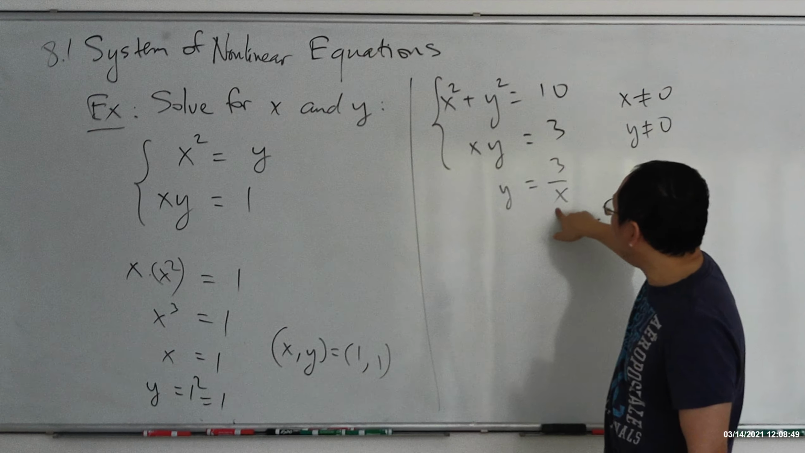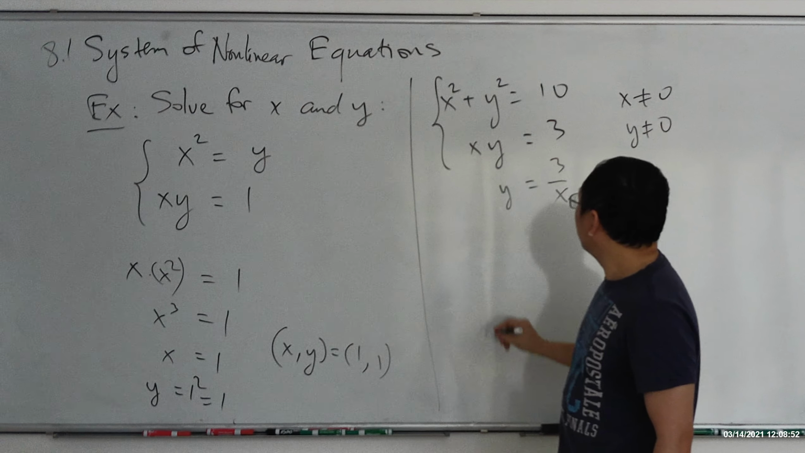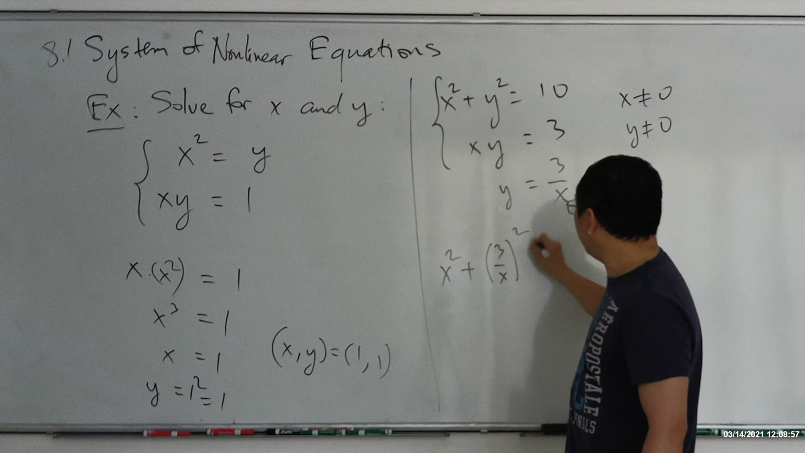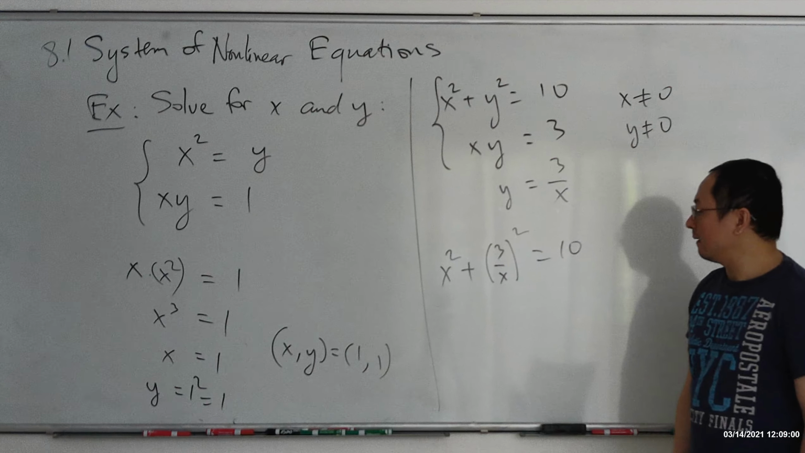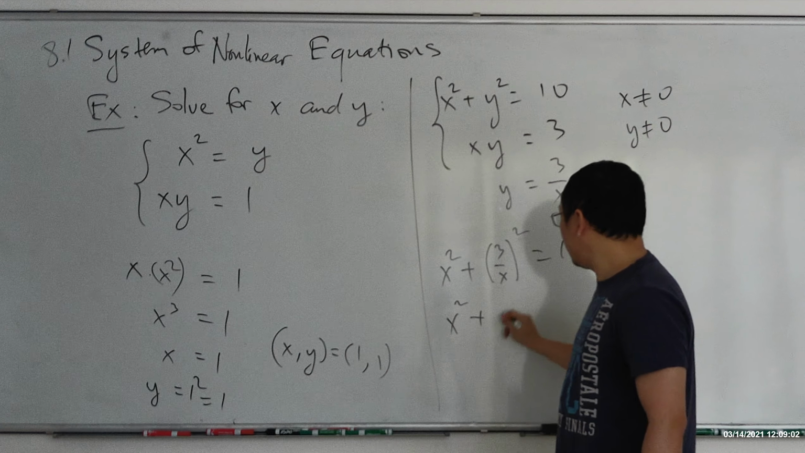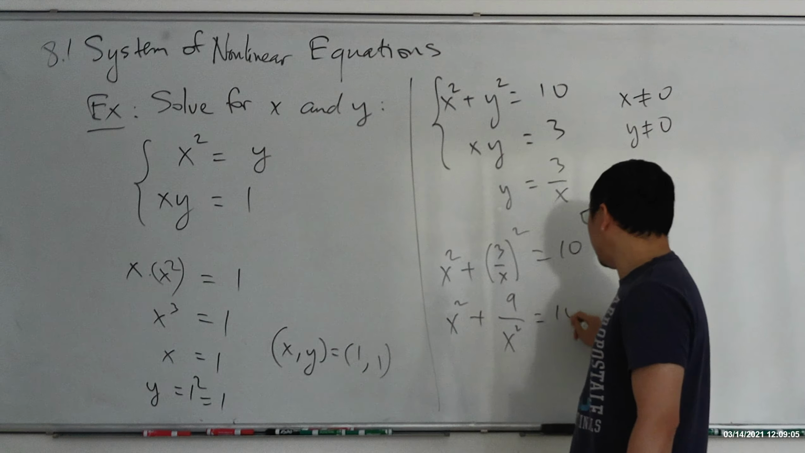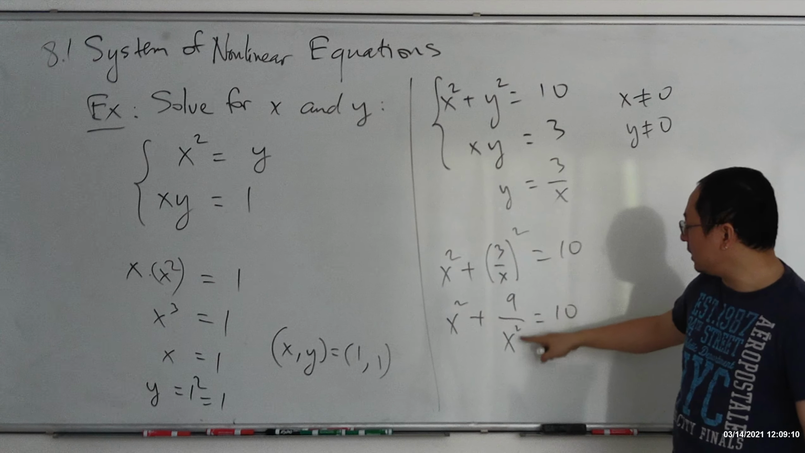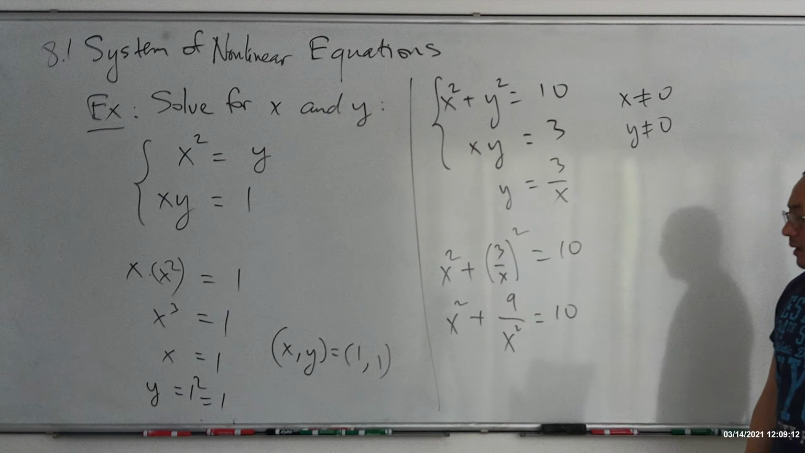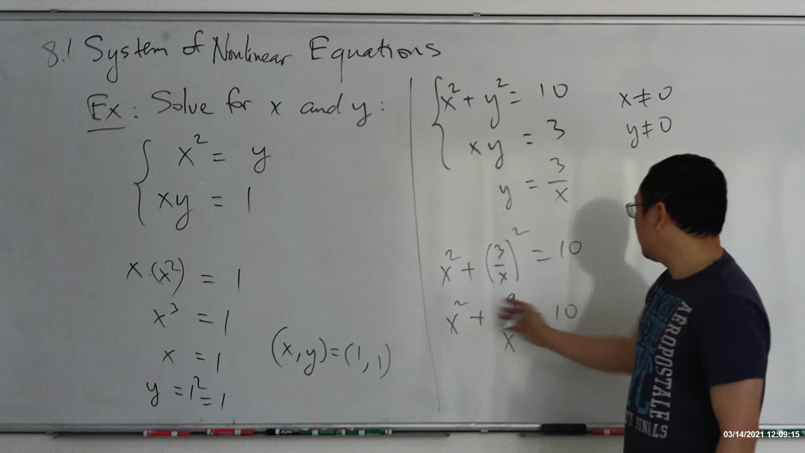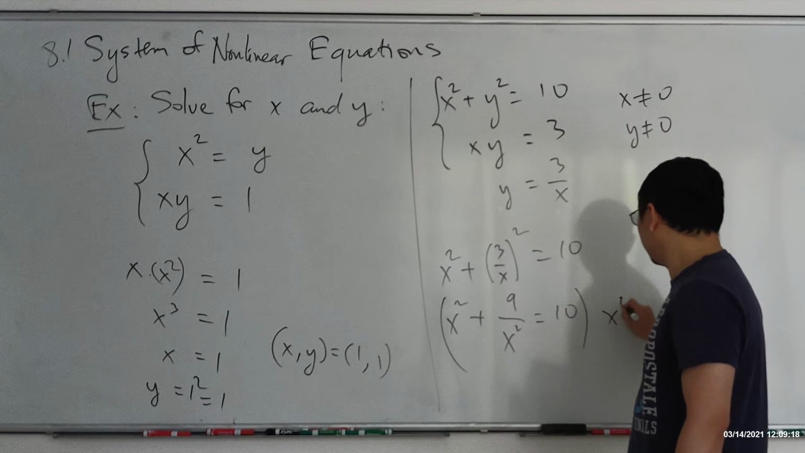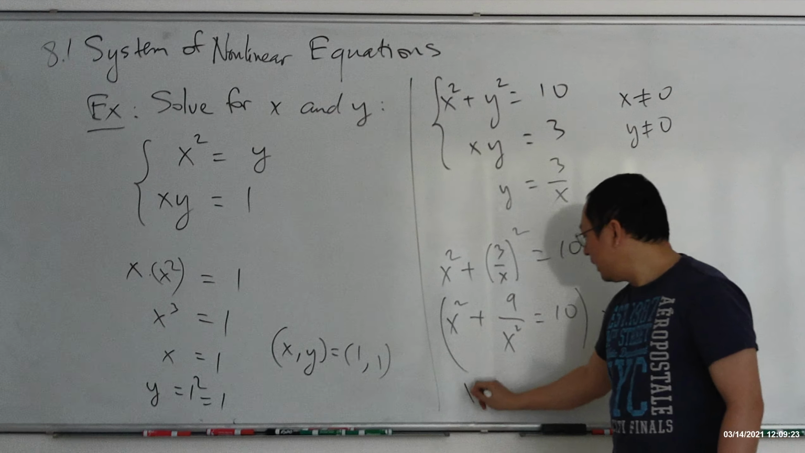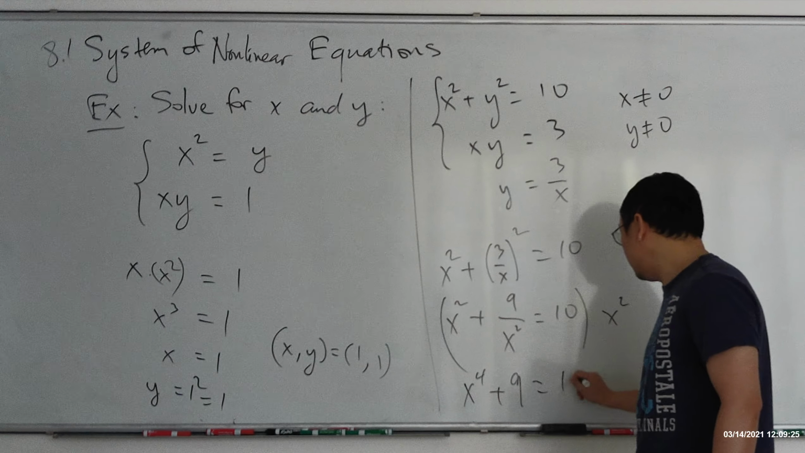Now we can substitute y by 3 over x into the first equation. So we get x squared plus y squared, which means (3 over x) squared, equal to 10. So x squared plus 9 over x squared is equal to 10. See what we're doing right here? Simplify the second term: 3 squared is 9, and then x squared is x squared. How do we get rid of a fraction? Multiply both sides by x squared, because the x squared on the bottom is going to cancel out with the x squared on the top. I get x to the 4 plus 9 equals 10x squared.